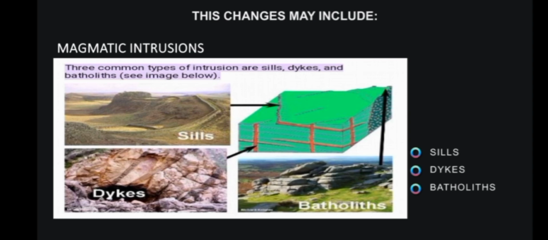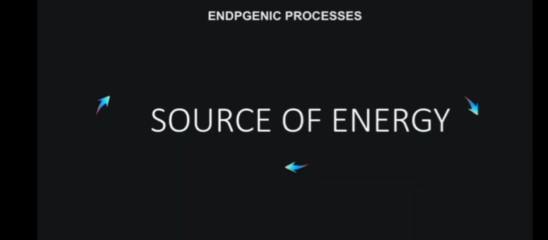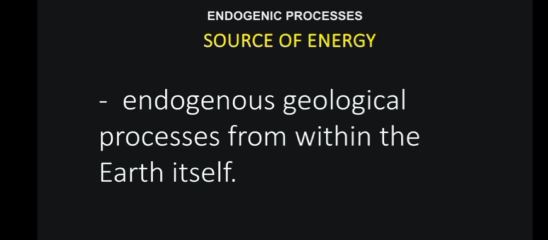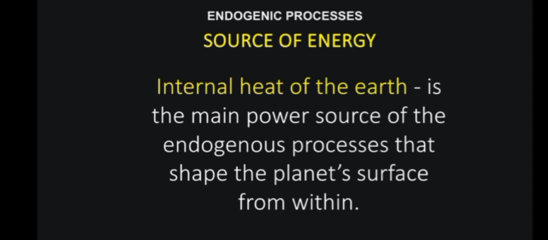Studying these processes helps us clearly understand why Earth's appearance has been undergoing constant remodeling. Let's come now to the source of energy. Again, endogenic processes take place within the Earth but are responsible for the changes on the surface of the planet. The source of energy of endogenic geological processes is from within the Earth itself. What do you think is the ultimate source of energy for these processes? You're right. Internal heat of the Earth.